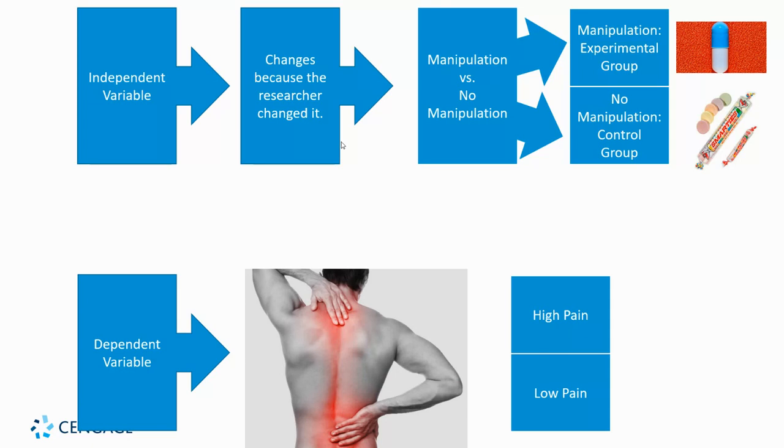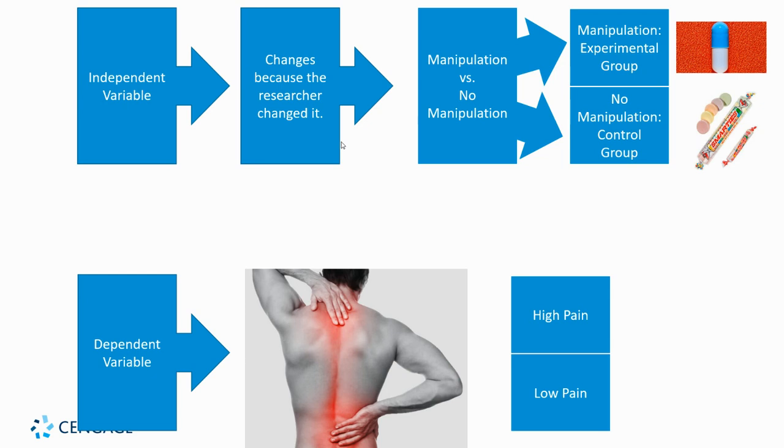My independent variable is the thing that the researcher changes, right? Anything that's a variable changes, right? As opposed to a constant, which always stays the same. My variables change, but the independent variable, the researcher makes that change. And so that usually is going to be the thing that gets manipulated or doesn't get manipulated.